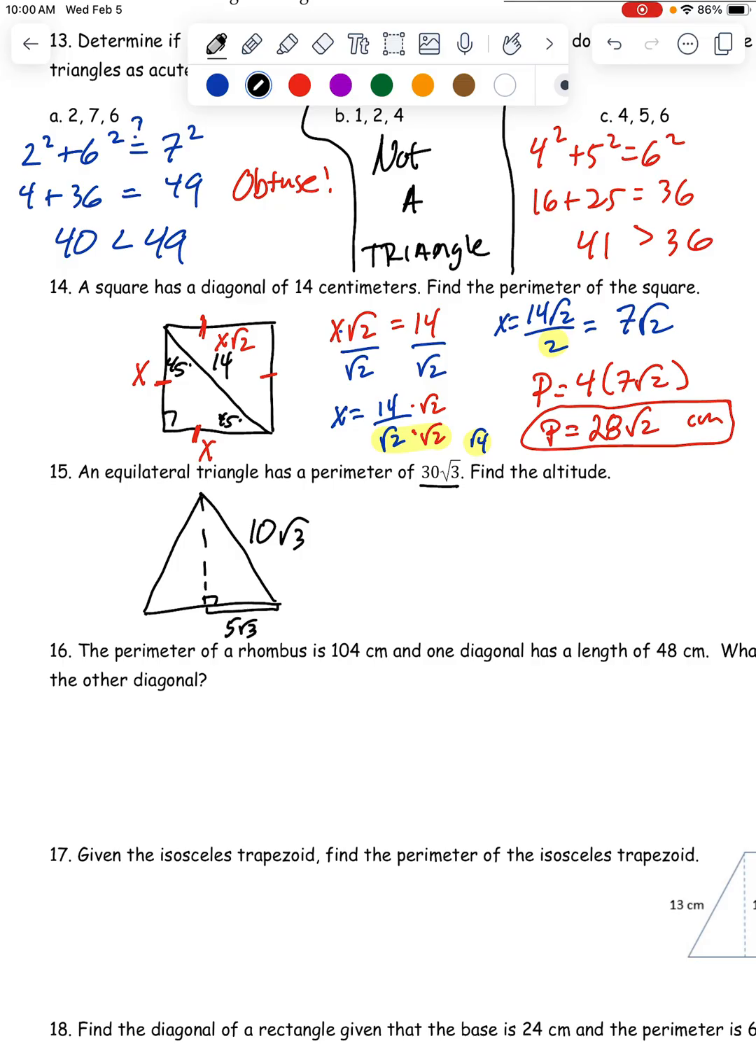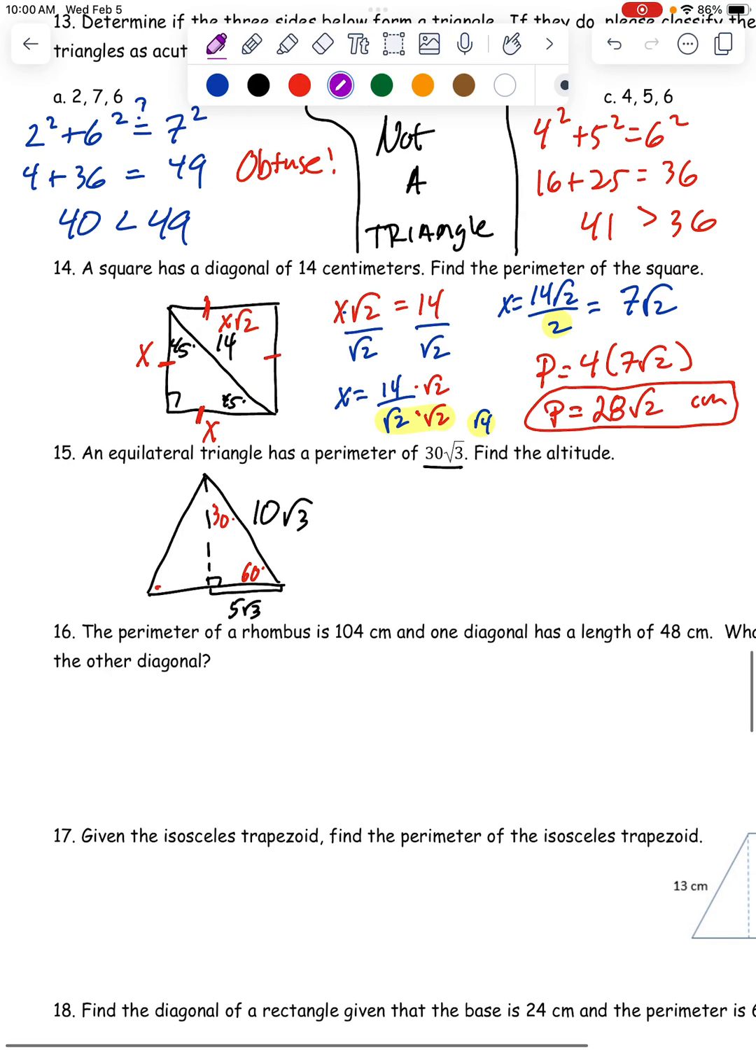Find the altitude. Well, since this is an equilateral triangle, that makes this angle 60. Equilateral means equal angular. That also makes this one 60 here. And split in half, that makes this angle 30. So we have a little 30, 60, 90 triangle. Across from 30 is x. Across from my hypotenuse is 2x. And my altitude in this problem is x root 3, because that is across from my 60-degree side.